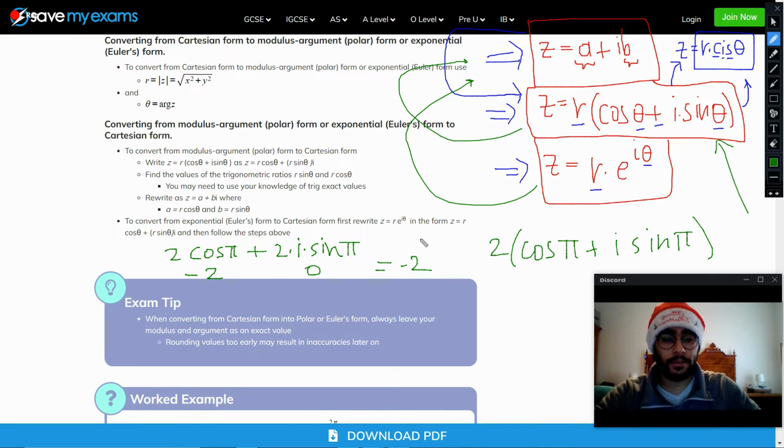Okay. If you have a different angle, then you use that angle. Let's say that if you have pi divided by 2, then you evaluate the cosine at that angle and the sine at that angle, and then you simply simplify your answer, and then you have your Cartesian form.